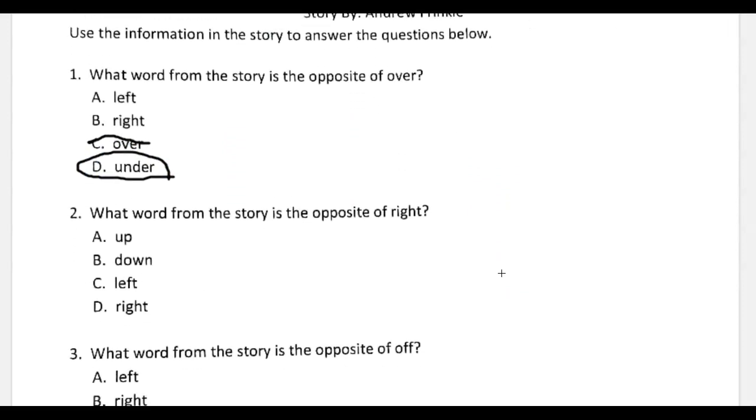Number 2. What word from the story is the opposite of right? So let's take away the word right because we're looking for the opposite. So now our choices are up, down, or left. Let's think about our hands. Our hands, we have a right hand, and what's our other hand called? We have right and left. Very good. So what's the opposite of right? Up, down, or left? It is C, left.